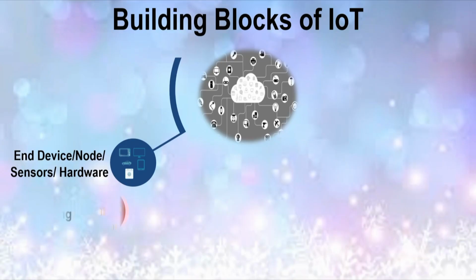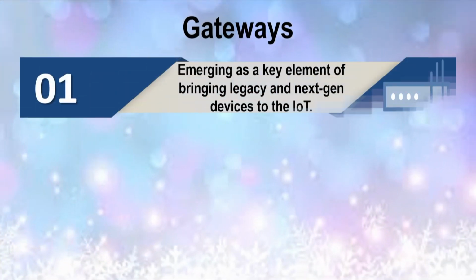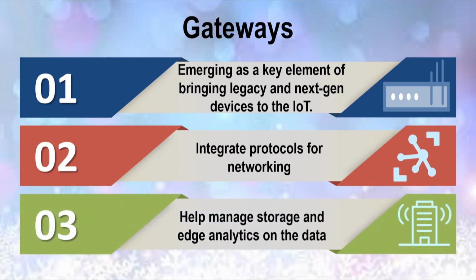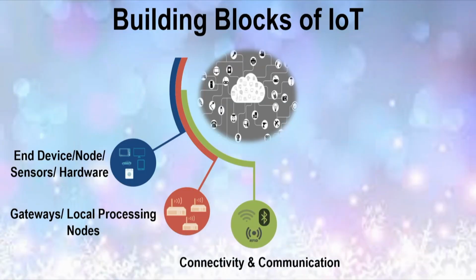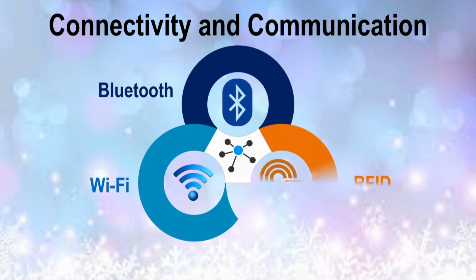Next building block is gateway. Gateways are emerging as a key element of bringing legacy and next generation devices to the IoT. They integrate protocols for networking and also they help us to manage the storage and edge analytics on the data. Next building block is connectivity. As you know, we all require Wi-Fi connectivity. Not only Wi-Fi, your Bluetooth connectivity and RFID also can be one part of connectivity.